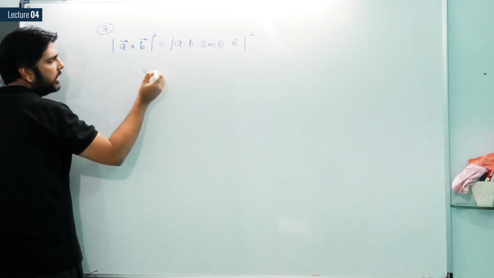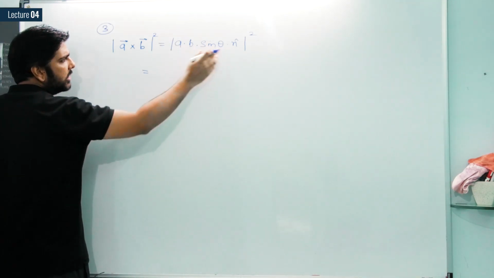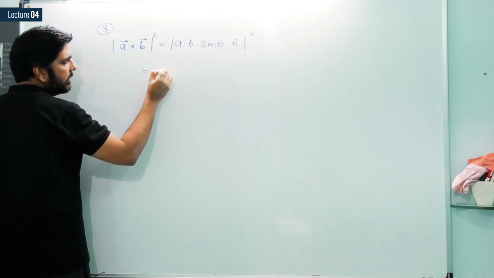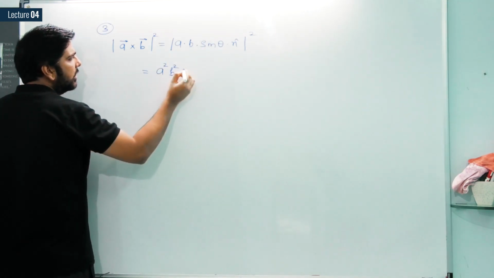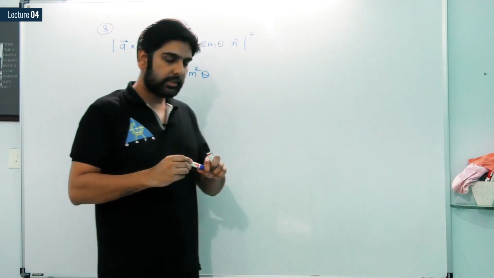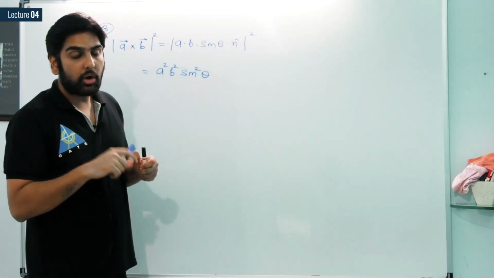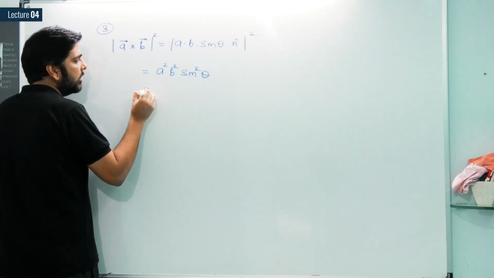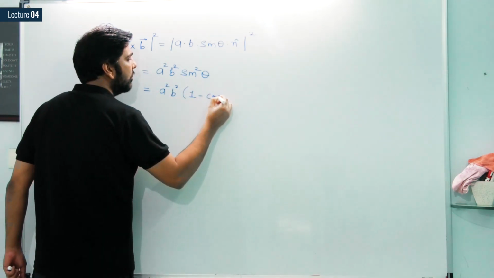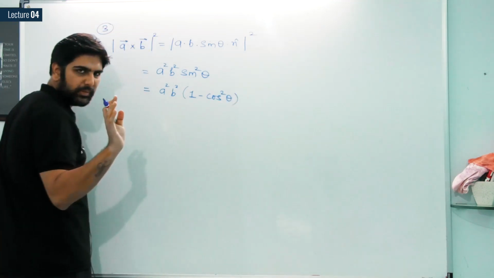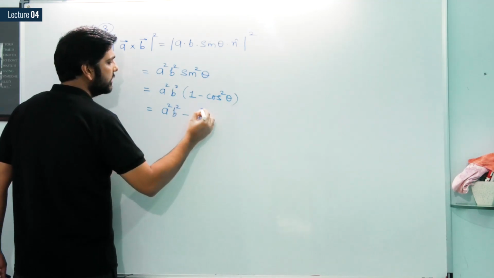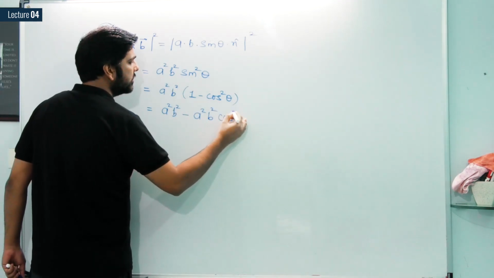Now mod of n cap is nothing but the unit vector, so the magnitude is 1. So I am having a square b square sine square theta. And in the options, it is given in the form of dot product. For dot product, we should have cos theta. So I am writing a square b square, and sine square theta is nothing but 1 minus cos square theta. Now what I am having is a square b square minus a square b square cos square theta.